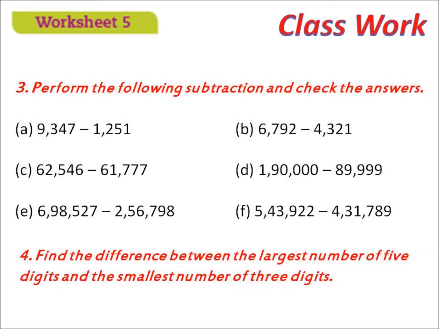Your next question is, find the difference between the largest number of 5 digits and the smallest number of 3 digits. First you write the largest number of 5 digits and then you write the smallest number of 3 digits and you subtract it, then you will get the difference. So all of you start your work now.